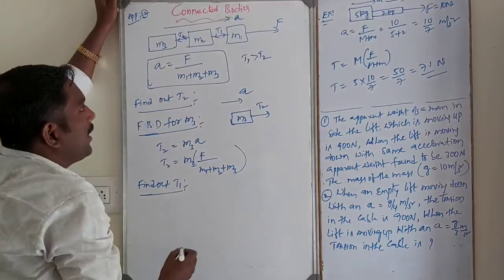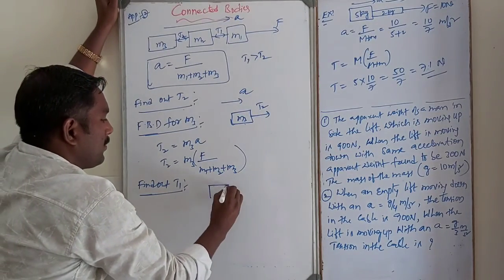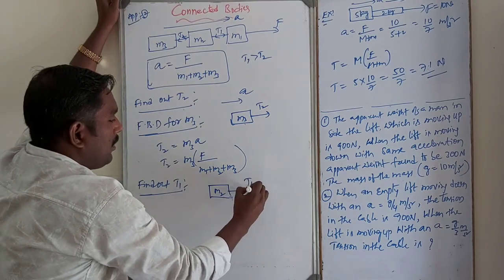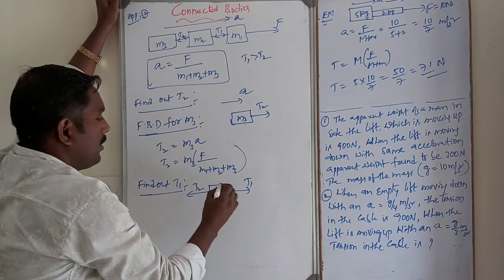So draw the free body diagram. So like this. M2. This is T1. This is T2. System like this.